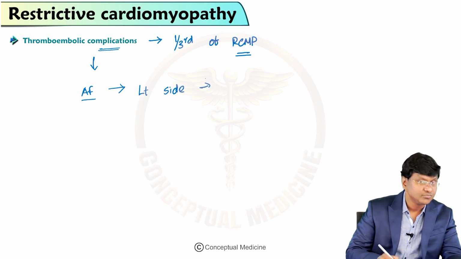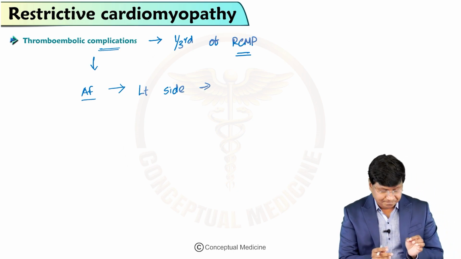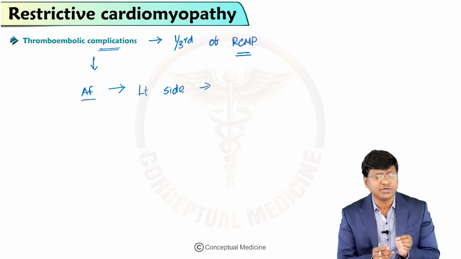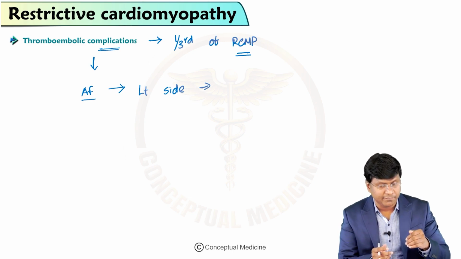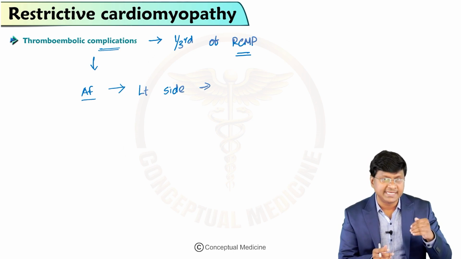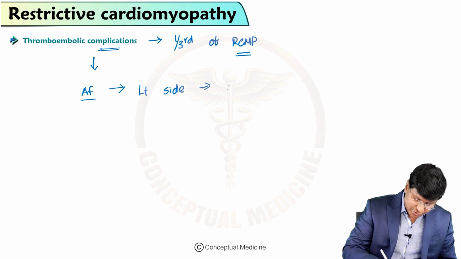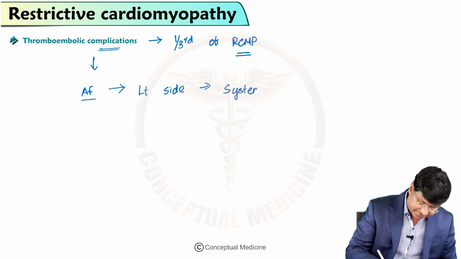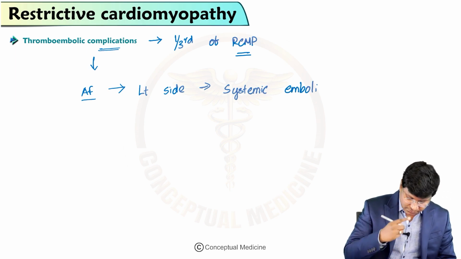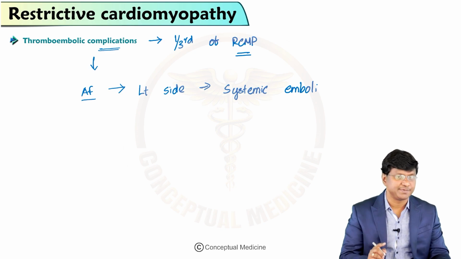This thromboembolic complication could be either left side. If the thromboembolic complication is mainly because of thrombus formation within the left side, the individual will have systemic emboli present.